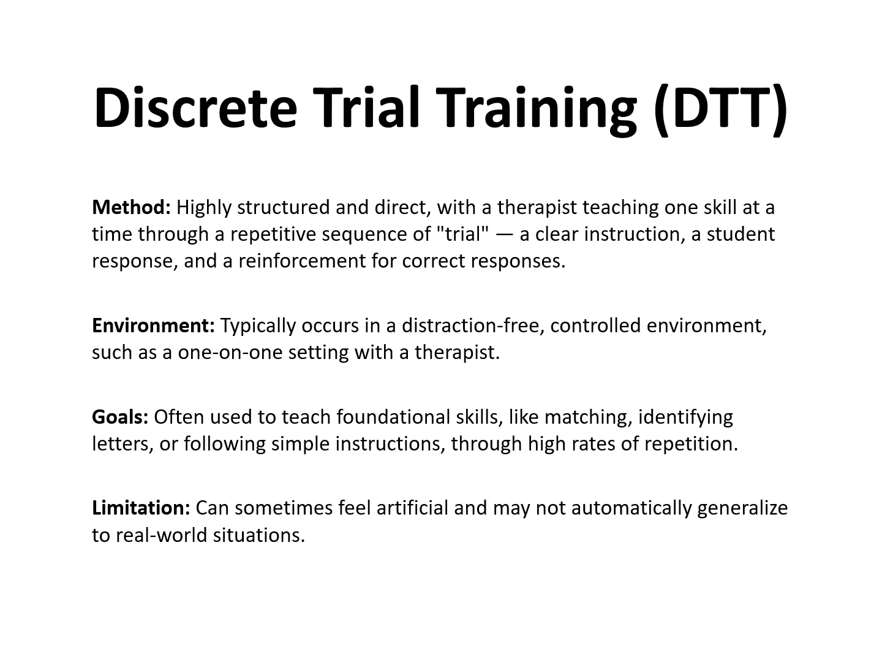So as I mentioned, there's two types or two methods of ABA. The first is DTT, or what's called discrete trial training. So with this method, it tends to be a little bit more structured than the other method I'll be talking about in the next slide, and it's a little bit more direct. Oftentimes, the therapist is teaching one skill at a time through a repetitive sequence of trials. So this is where there's a very clear instruction. The student or the child is going to respond, and then a reinforcement is going to be given.